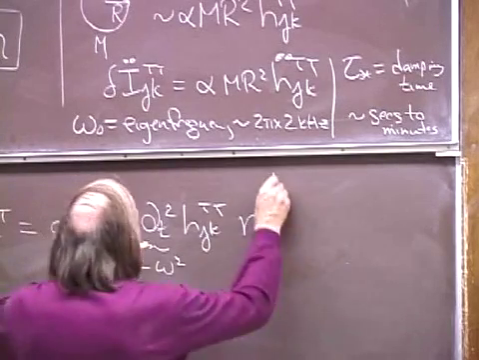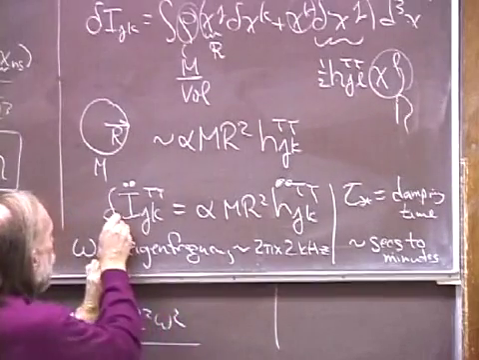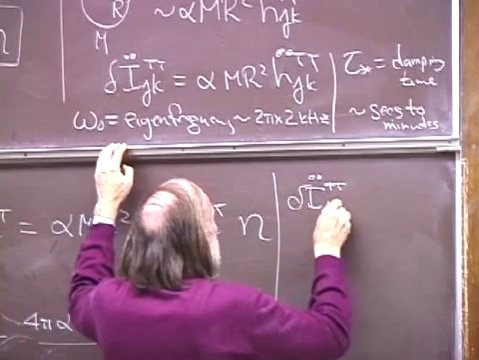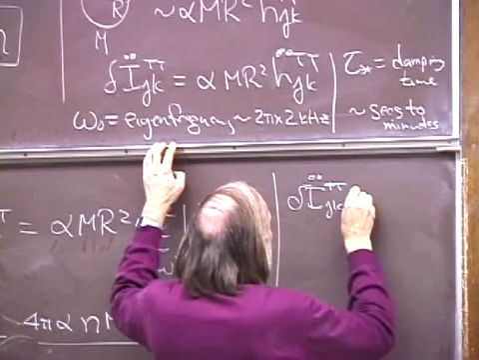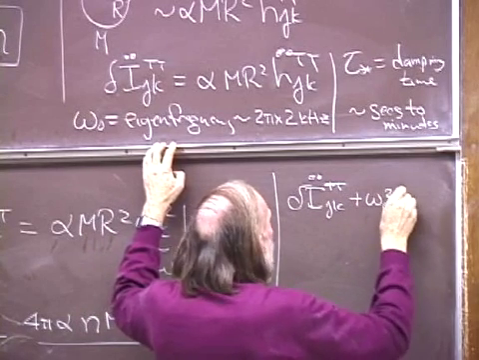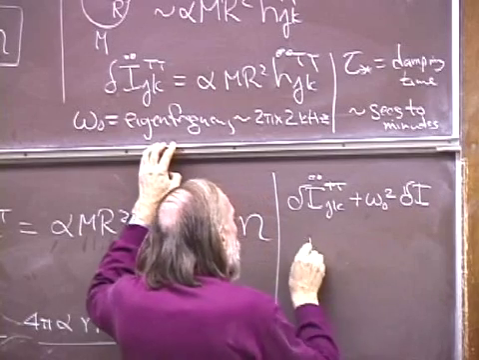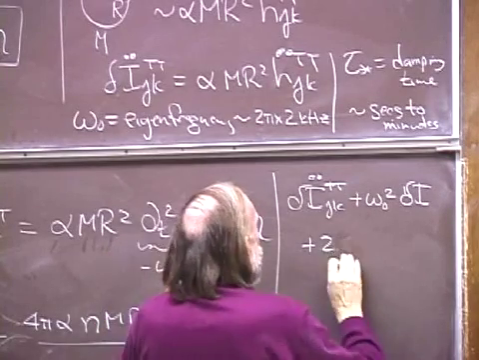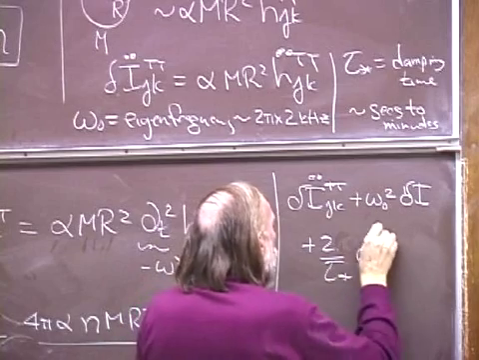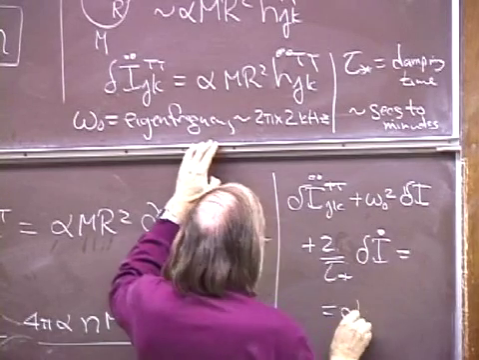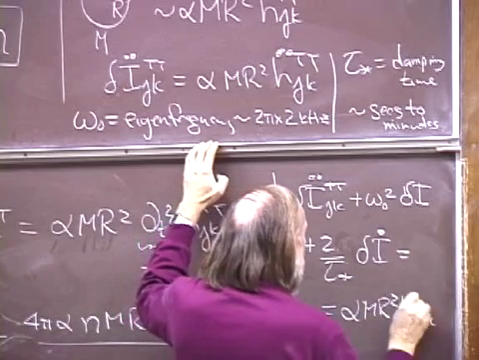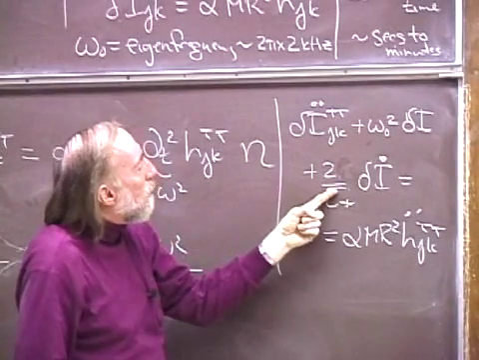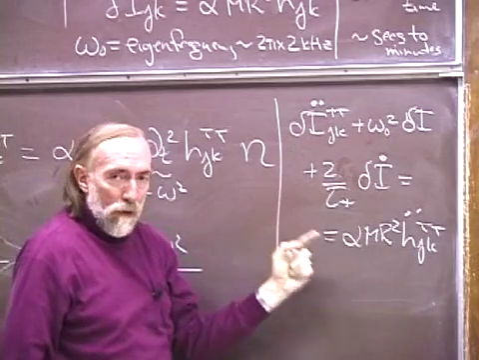And what that means is that instead of having a wave equation that has this form, you have delta I double dot transverse traceless plus omega naught squared delta I plus 2 over tau star delta I with one time derivative is equal to the thing on the right hand side, alpha m r squared h_jk TT. That is, you have the usual harmonic oscillator equation with a restoring force and a damping term, and on the right-hand side, the driving term.